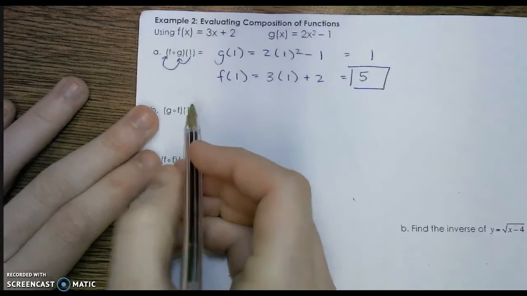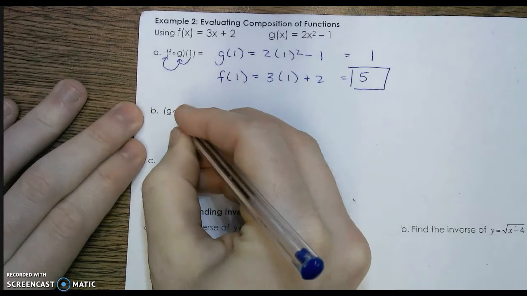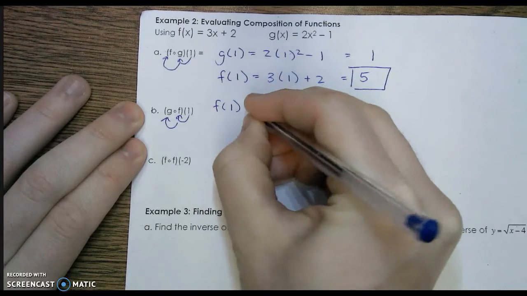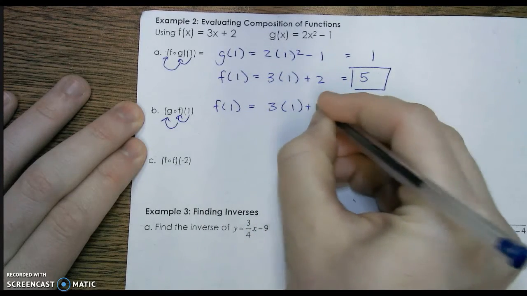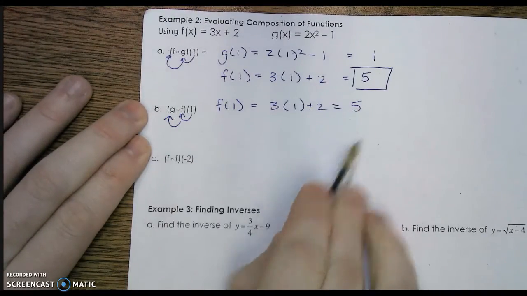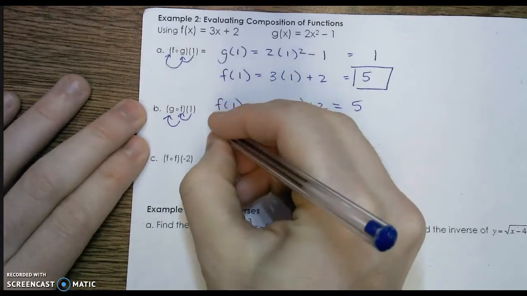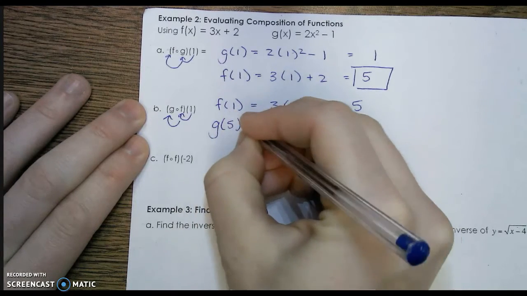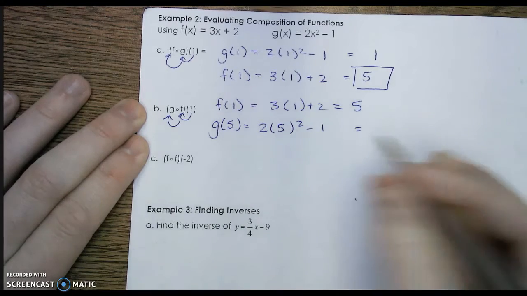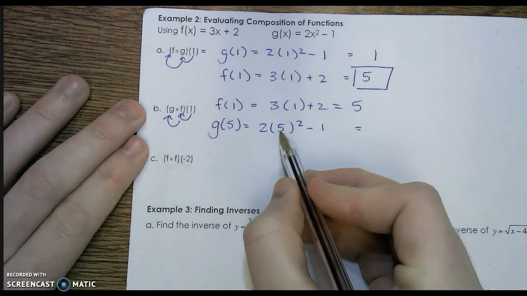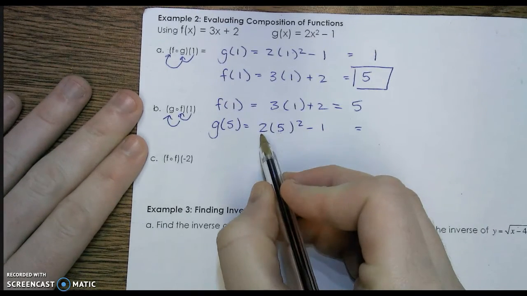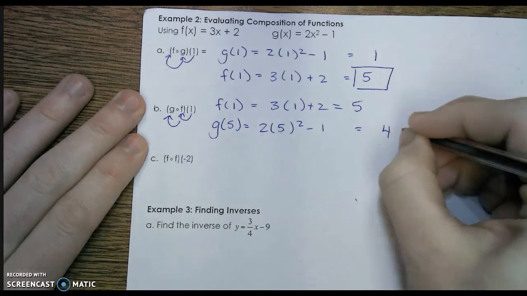So here we're going the other way, plugging 1 into f, taking that answer and plugging it into g. So take 1, plug it into f. We just did that. We got 5. And now we take that answer and plug it into g. So g of 5, and so that's going to give me 25 when you square. 25 times 2, so 50 minus 1, we get 49.